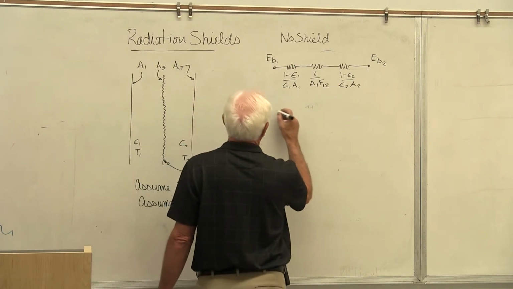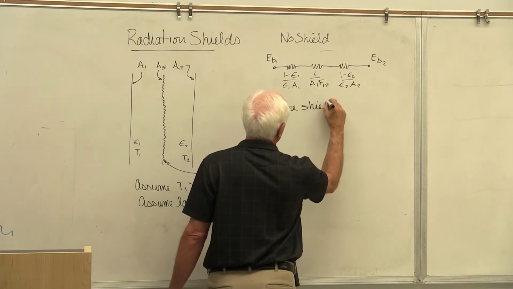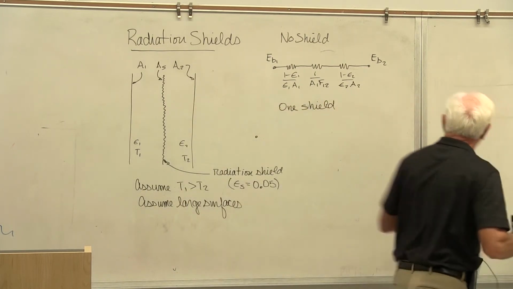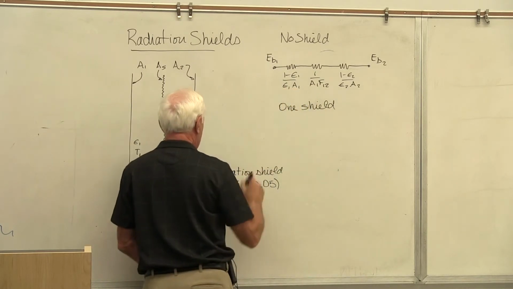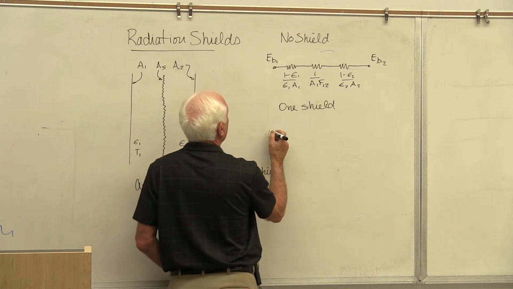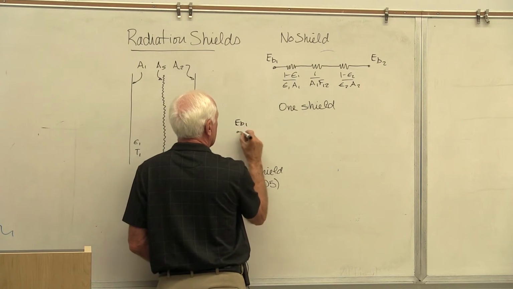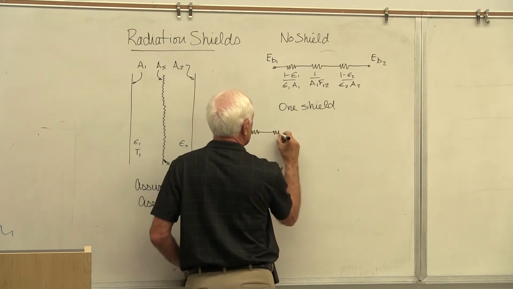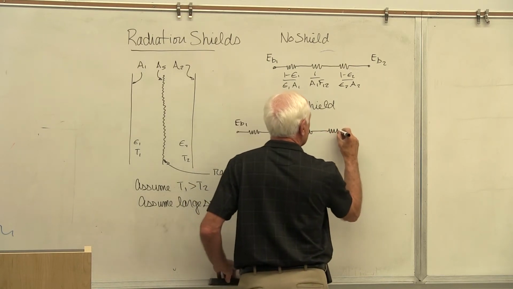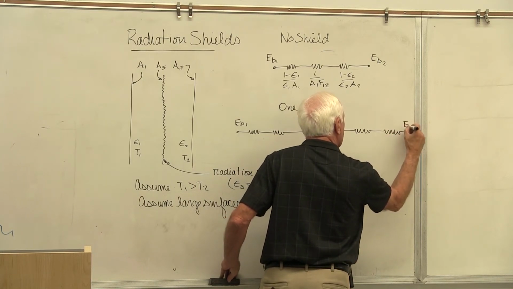Now, here's what we have with one shield. Okay, let's start. We need a lot of space here. Let's start over here. EB1, surface resistance, space resistance, surface resistance. Other side of the shield, surface resistance, space resistance, surface resistance. EB2.